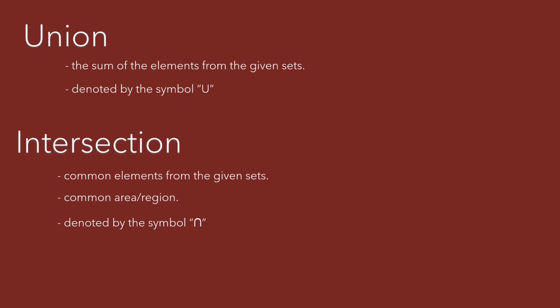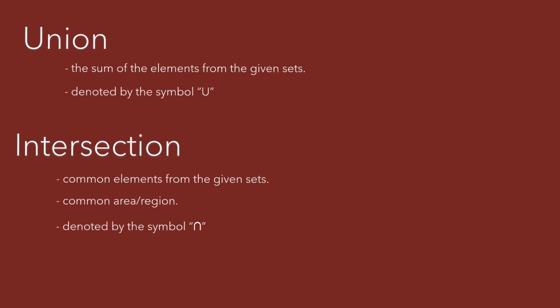For intersection, to get the intersection between two sets, we simply find the common elements from the given sets, or we may look for the common area or region. That will serve as the intersection. For the symbol, we use the inverted U. So let us deal with three sets of examples dealing with Venn diagram in table form or in set builder form.